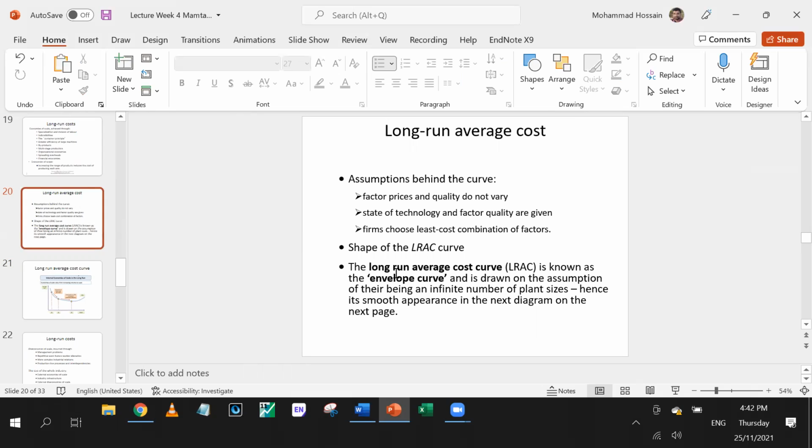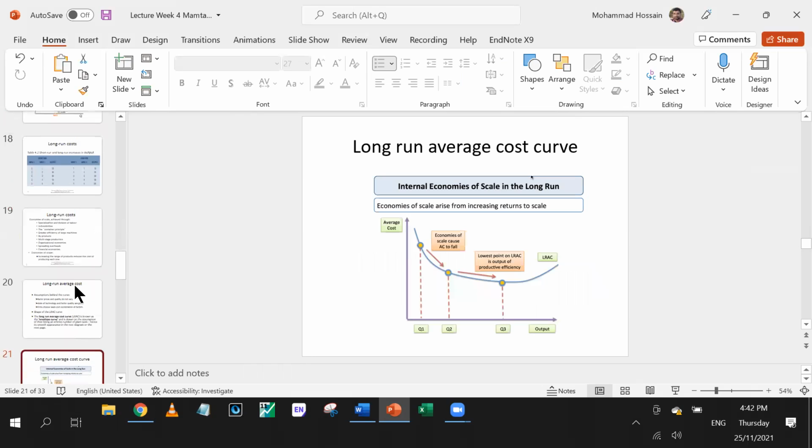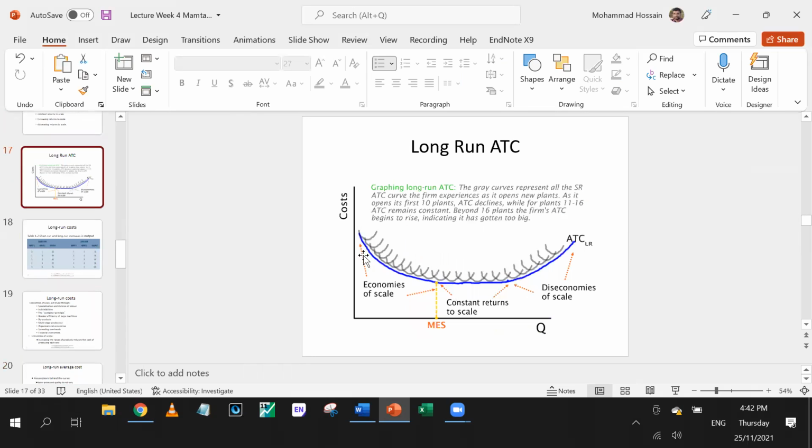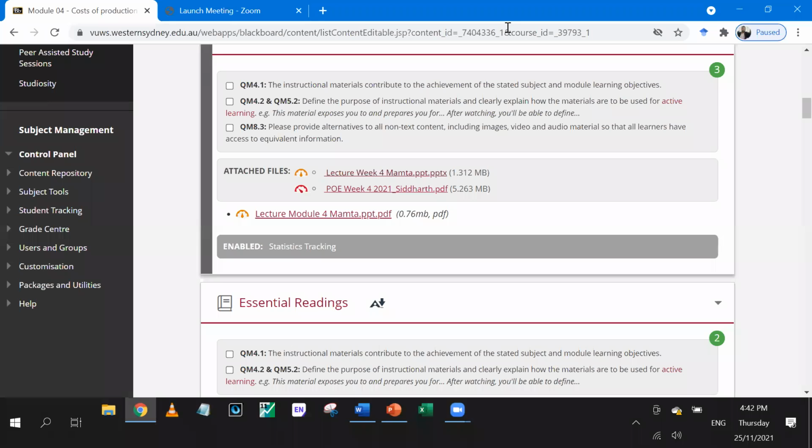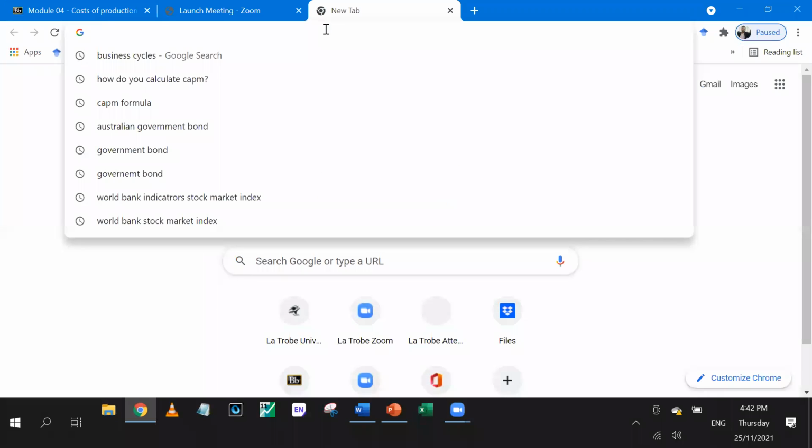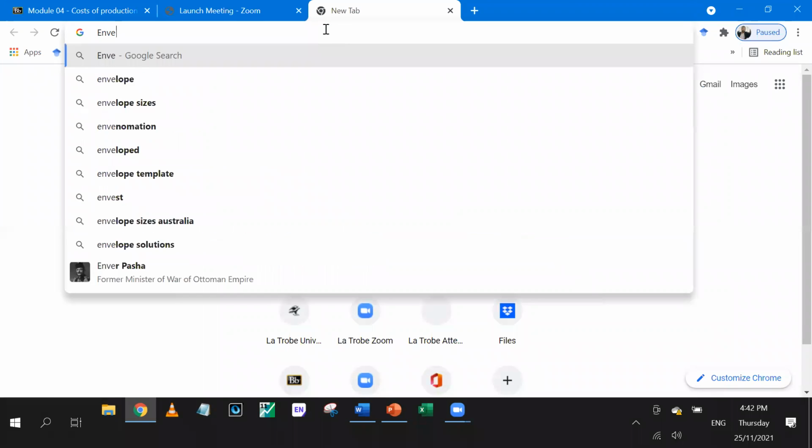Here it is mentioned that the long run average cost curve is also known as the envelope curve, because you can see it here. It stays like this, then goes straight like this, then goes like this. Let me show you in a better shape. Envelope curve.